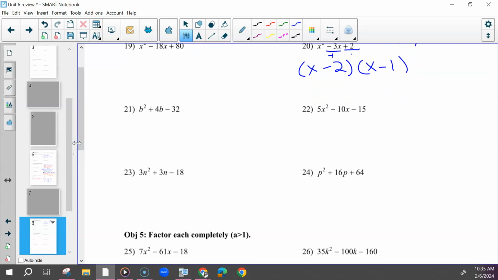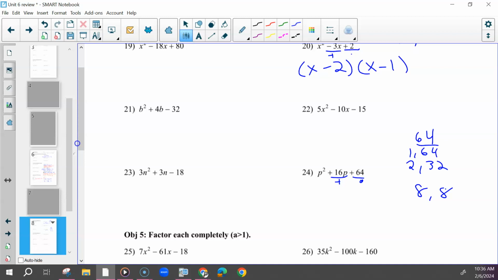So 24 is similar. Two numbers that multiply to be 64, add or subtract to be 16. If you don't know the factors of 64, start dividing. You can always start with 1 and 64. It's even, so 64 divided by 2. 8 times 8. Okay. You can see if 3 works. Nothing more than 8, so see if 4 works.